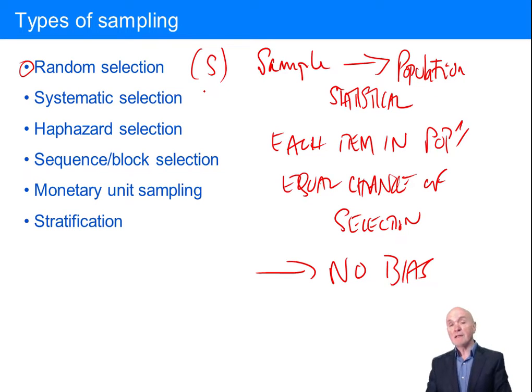Second method is systematic sampling, and systematic sampling is normally regarded as a very close and good approximation to pure statistical sampling. So we'll put an S in here.